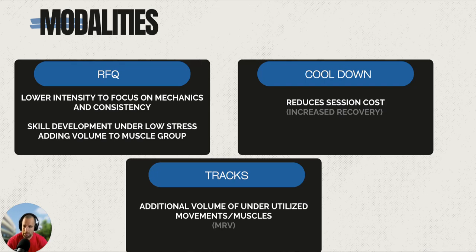Then we have tracks, everybody's favorite. We add additional volume under specific movements or muscles. So this is, again, something where we need to keep in mind the maximum recoverable volume. When we're working with tracks, it's usually 5 to 7 minutes long, with movements that we underutilize in class. We're typically not doing external rotations or bicep curls or calf raises. But if you have a deficiency in those things, the only way that they'll get better is if you pay a little bit more attention to those and hit them a little more often.